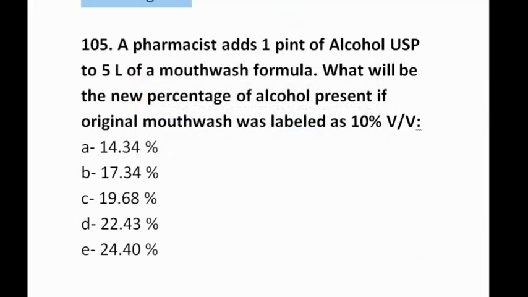This is actually a pharmaceutical calculation MCQ, and behind this some maths is involved. So now let's move into this MCQ. A pharmacist adds 1 pint of alcohol USP to 5 liter of a mouthwash formula. What will be the new percentage of alcohol present if the original mouthwash was labeled as 10% volume by volume?